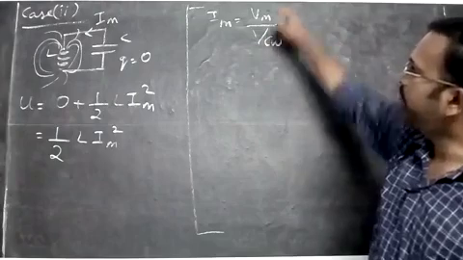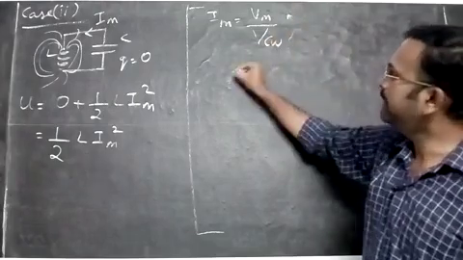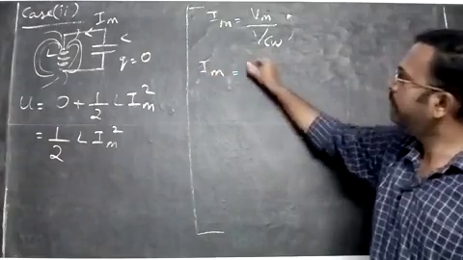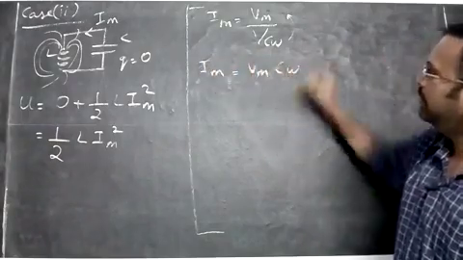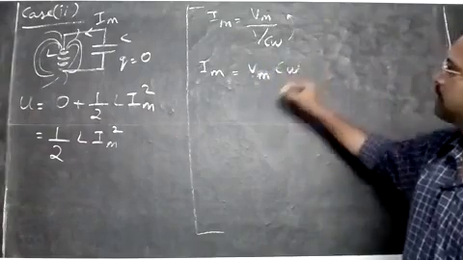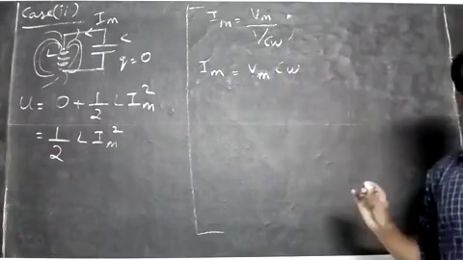Now take C omega upwards. Okay, C omega goes up. So what we get here is Im is equal to Vm into C omega. Okay, this Vm is subscript here, small m, and this omega is on top. Now let's see how to write this equation.